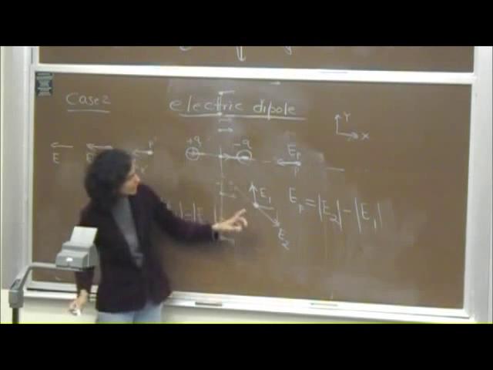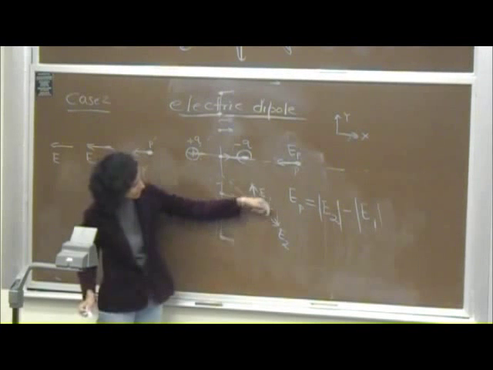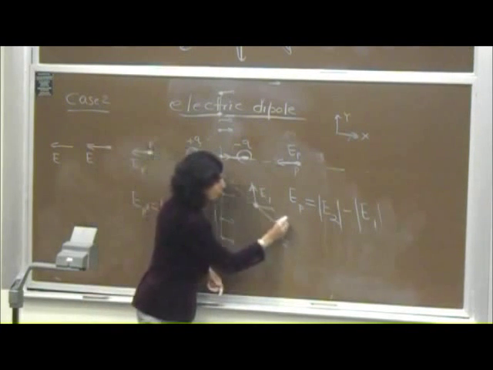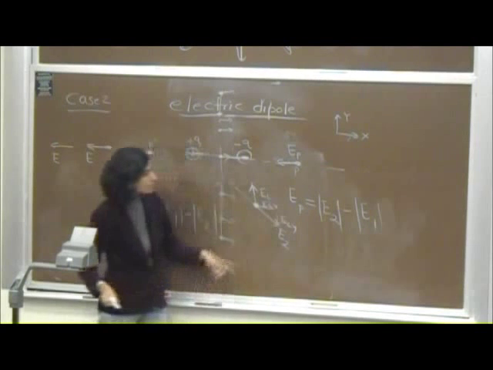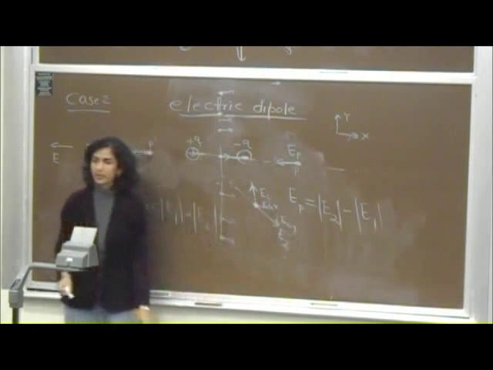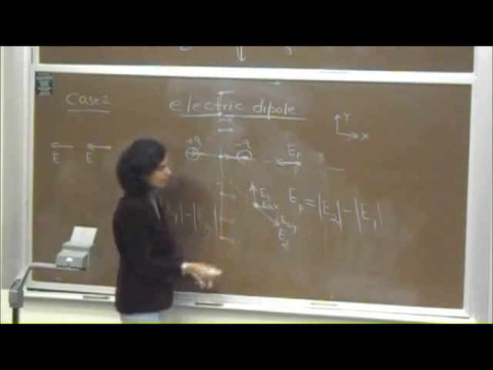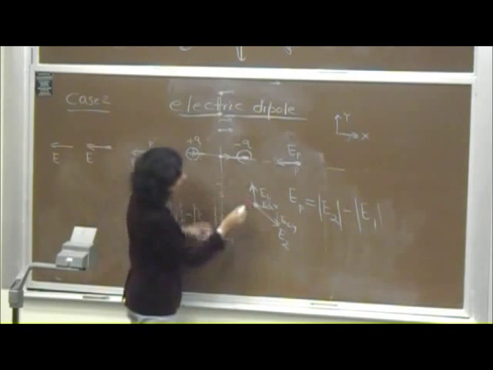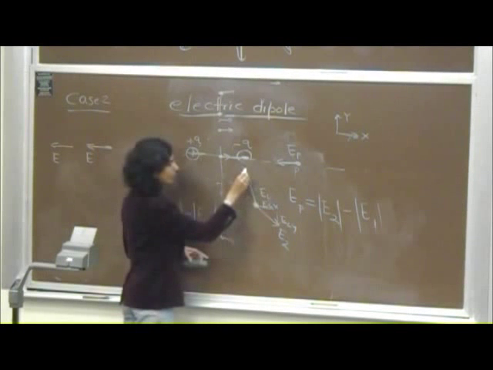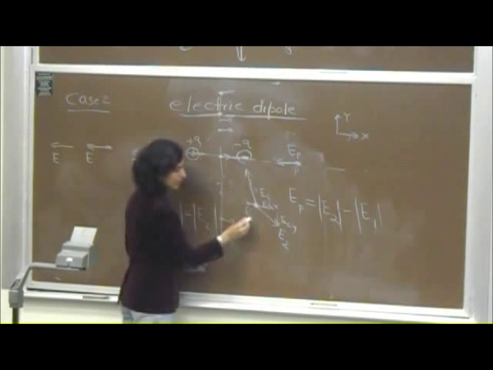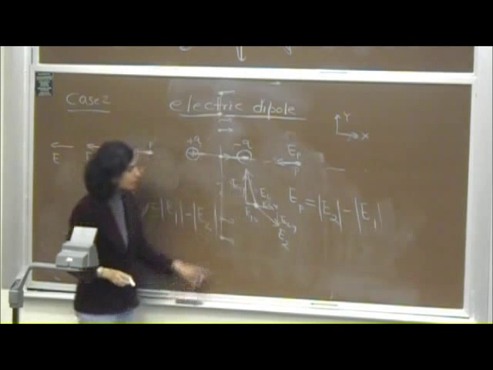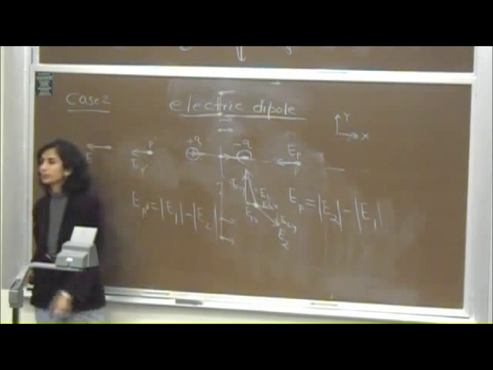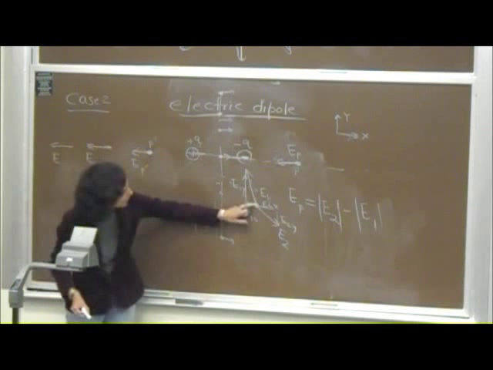If you work this out, which one has more? E1 and the component of E2. Let's call this E2y. This is E2x. Which one is going to be bigger, E1 or E2y? Let's say E1 has two components also. E1 is like this, so E1 will have a component E1x, E1y. Who wants to tell me how would E1y and E2y compare? E1y is bigger? Yeah.